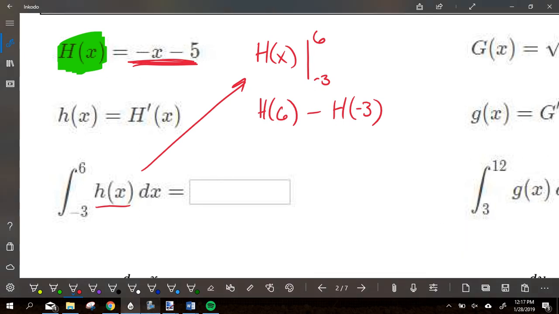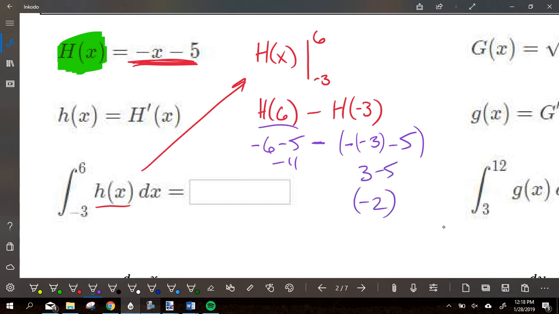So when we look at this, we're doing h of 6. Negative 6 minus 5, that gets you negative 11. Over here, it's minus all of this, negative 3 minus 5. Negative 3 is a positive 3, minus 5 is negative 2. But I'm minusing that negative 2. It's negative 11 plus 2. It's negative 9. Make sense on the first one?